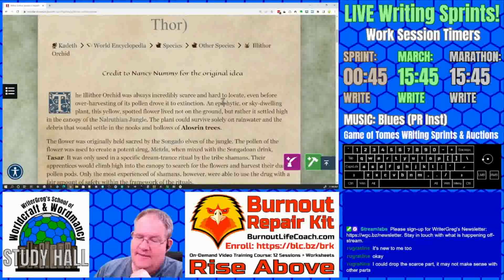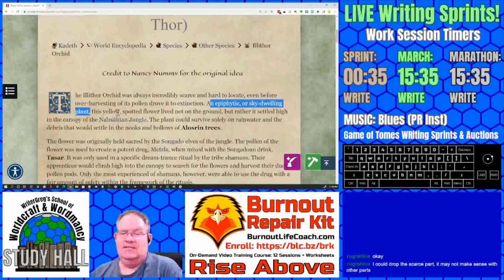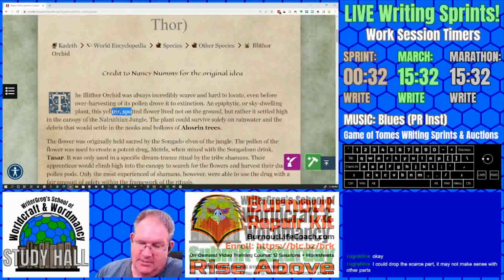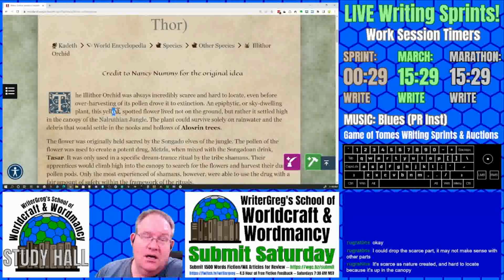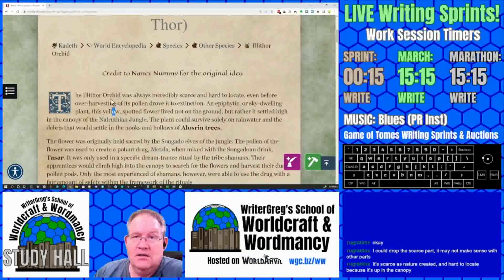And then we can get the epiphytic, like an epiphytic plant. This yellow spotted flower, I don't know if you need that comma there. It's scarce as nature created and hard to locate because it's up in the canopy. Those are really good distinctions that I think you should include in this paragraph. Its scarcity is because that's just how nature created it, and it's hard to locate because of the canopy. I like that distinction that you have there.